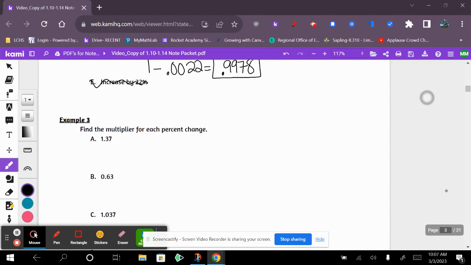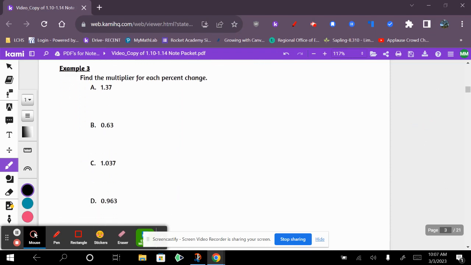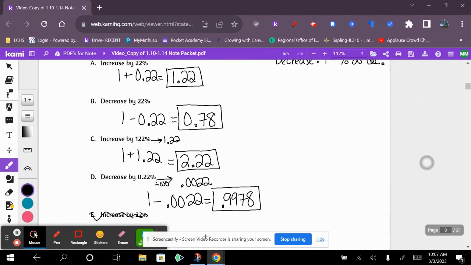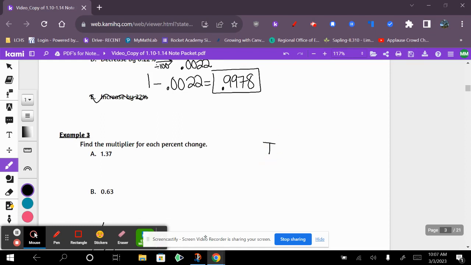Okay, for this next part, we're only really going to look at a few simple ones. I'm not going to worry about the other ones on the bottom. I'm only going to worry about A and B. For these ones, I want us to look back at these. Anytime that we had an increase, our values were greater than 1. Anytime that we have a decrease, the values are less than 1.